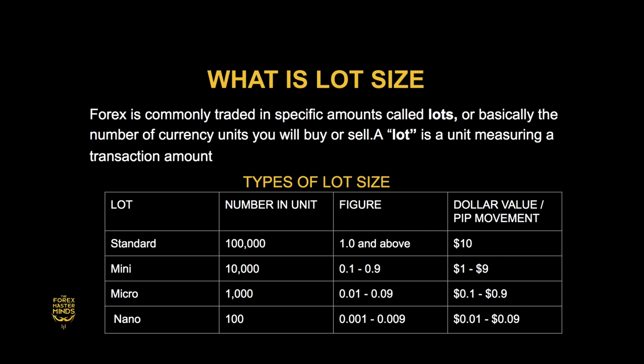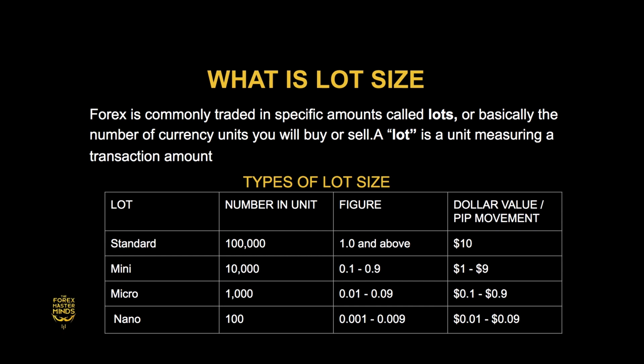Now, Forex is commonly traded in specific amounts called lots. If you go to the market and want to get things in wholesale, you won't be able to just get one. You have to get it in a particular quantity. So in Forex, it's traded in a specific amount called a lot, or basically the number of currency units you buy or sell.